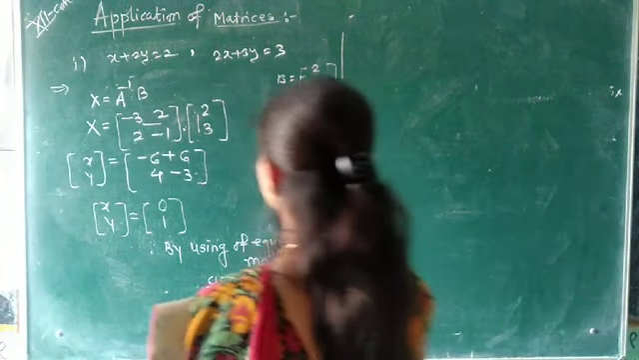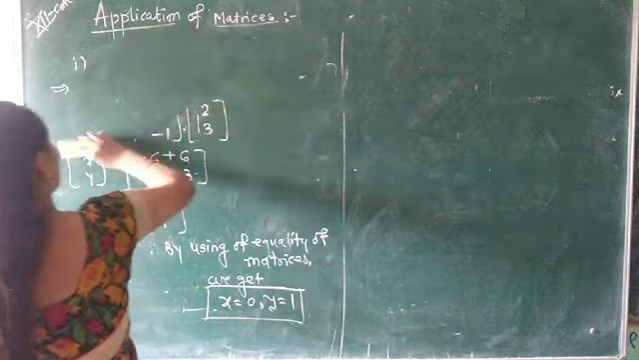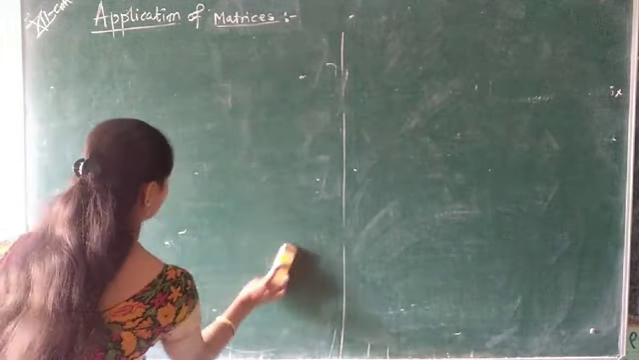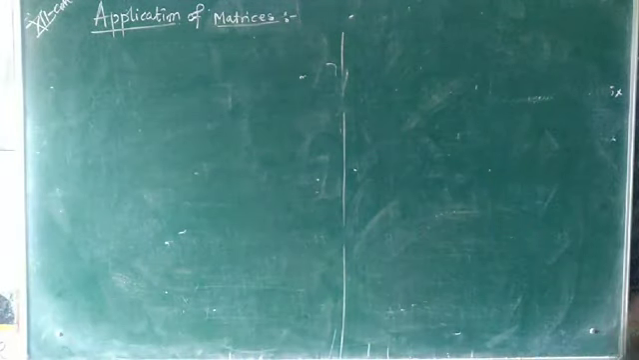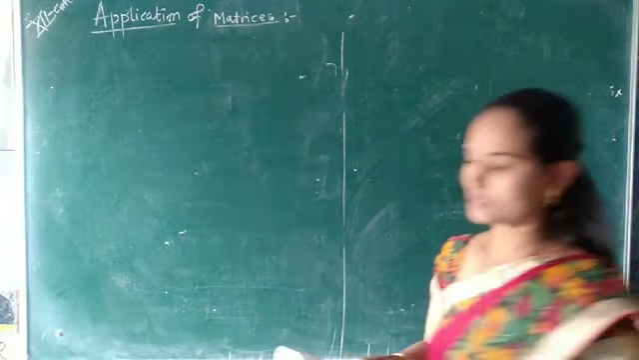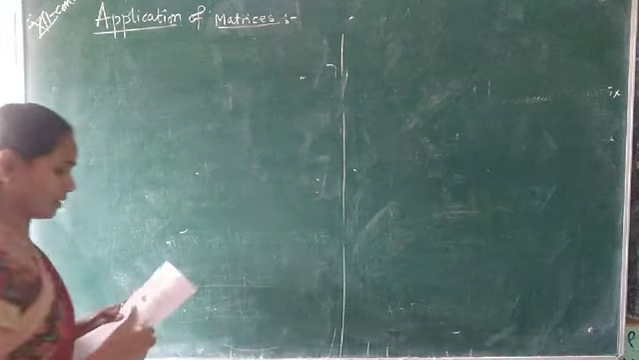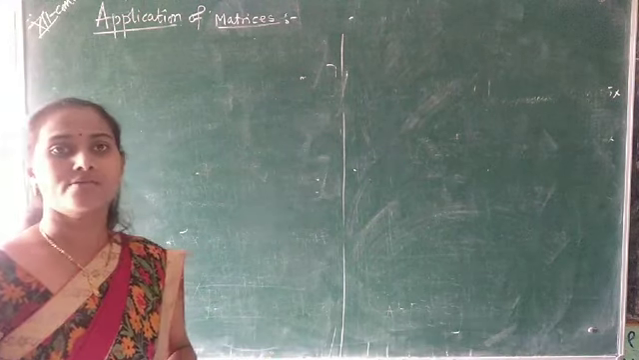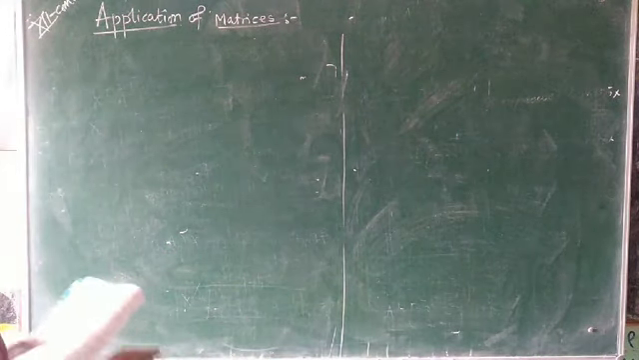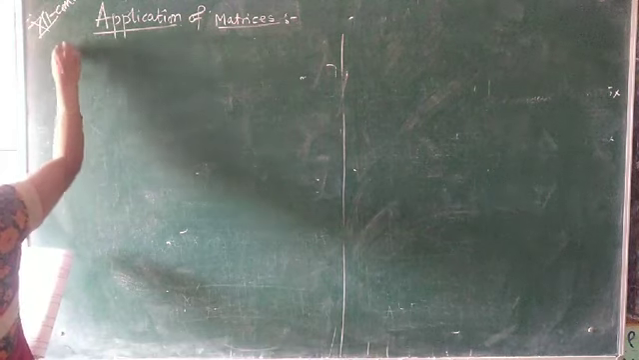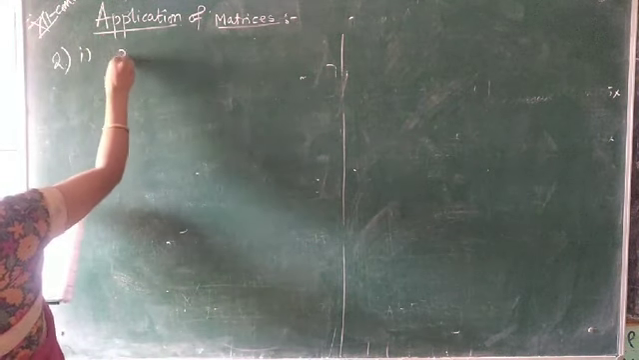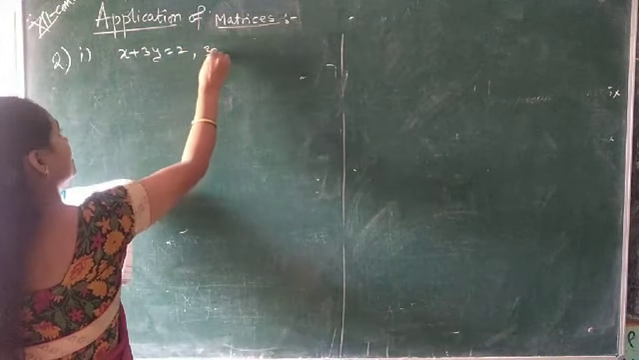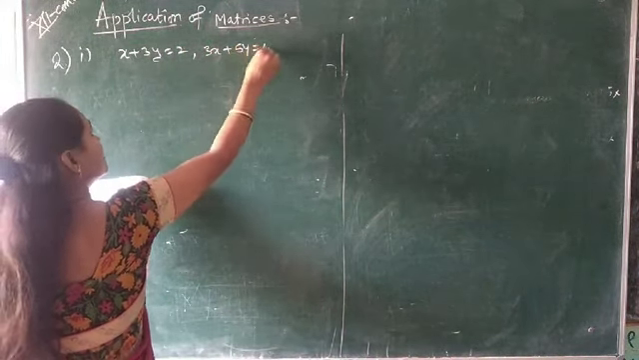I am taking one example of the method of reduction. Second, question number 2. Solve the system of equations by using method of reduction. The first example we solved by using method of inversion. Now see the method of reduction. First one, x plus 3y is equal to 2 and 3x plus 5y is equal to 4.